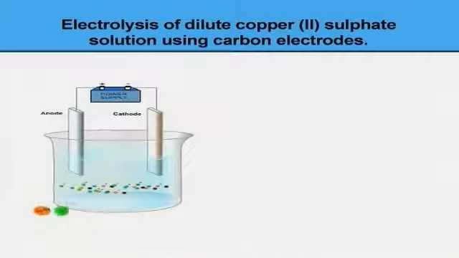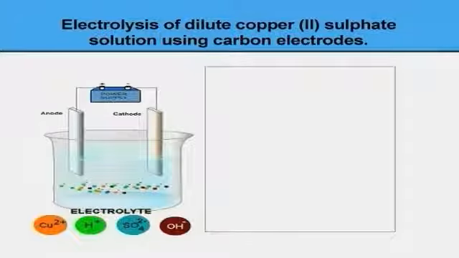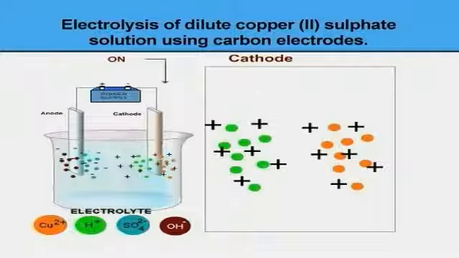For example, the electrolysis of dilute copper sulfate solution using carbon electrodes. At the cathode, both copper 2+ ions and hydrogen ions from the water are attracted to the cathode, where copper 2+ ions are preferentially discharged as they accept electrons and are reduced more readily than hydrogen ions.